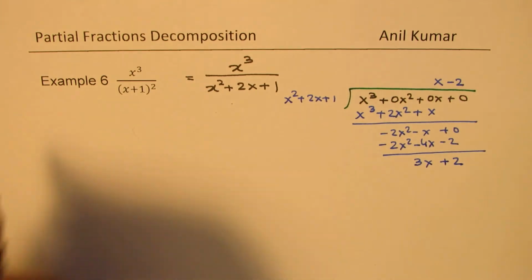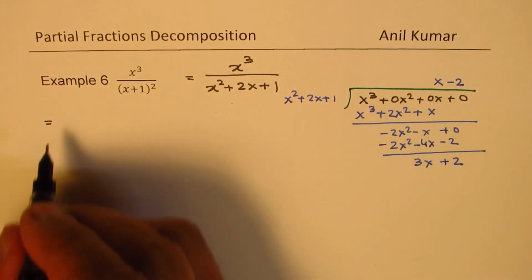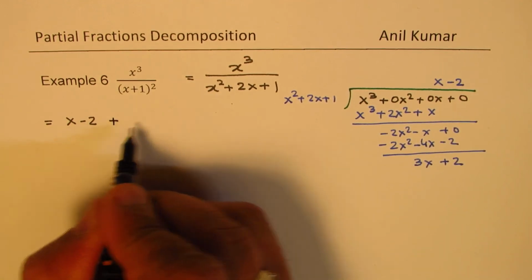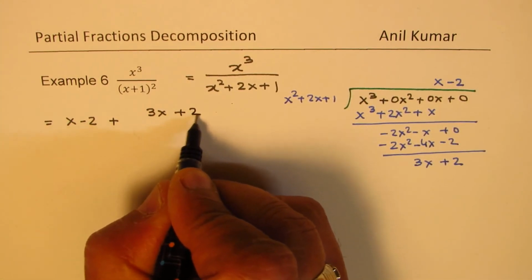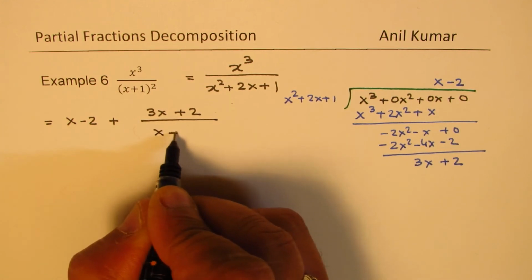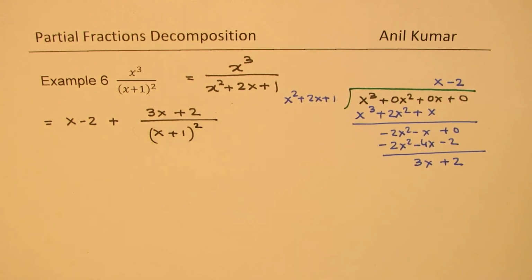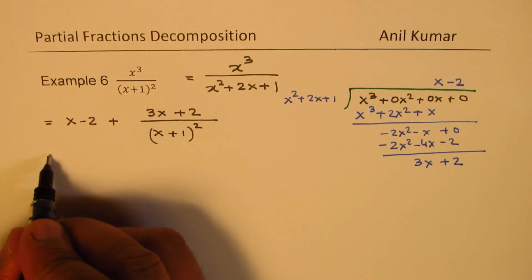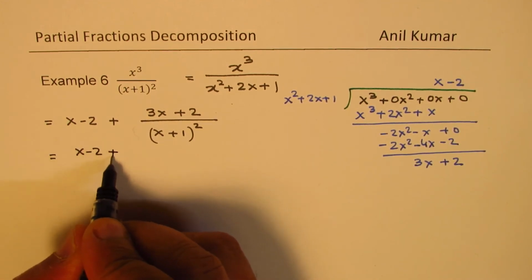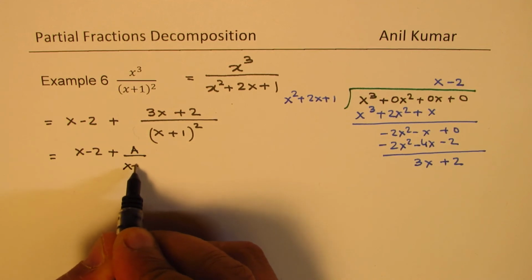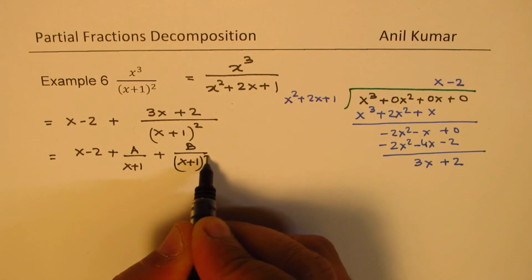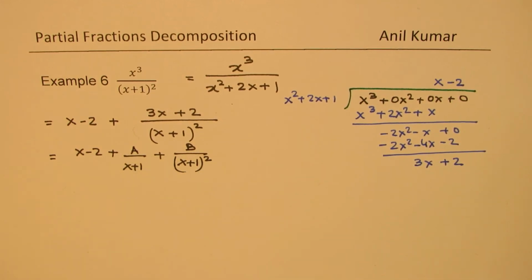So that is what you get. And therefore, you could write this rational function as x minus 2 plus (3x plus 2) divided by (x plus 1) whole squared. Is that step clear? So that is the first step. Now we'll follow a similar method as we did earlier. So we are going to write this as x minus 2 plus a over (x plus 1) plus b over (x plus 1) whole squared, right? Now we need to find what a and b are.